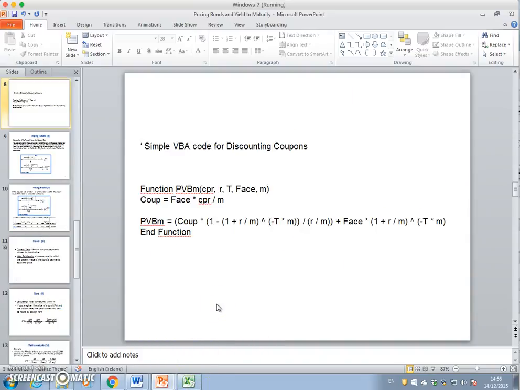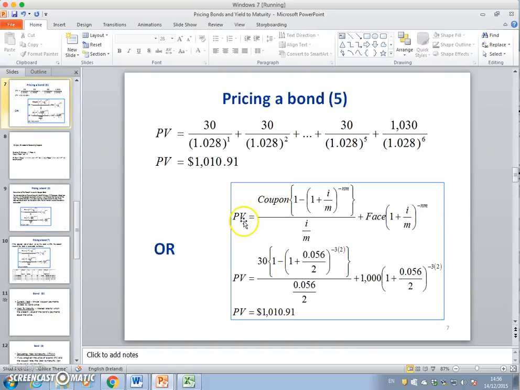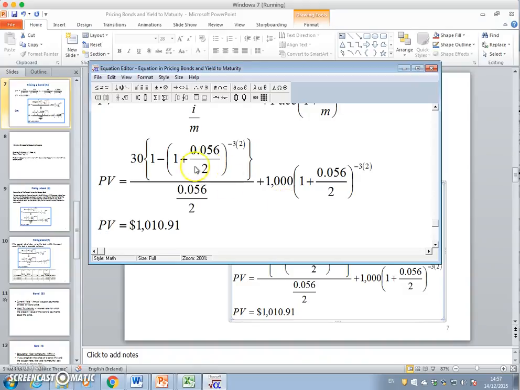Okay, so in terms of VBA, the function we've just looked at could be written in this format. In other words, the present value of a bond would be the coupon, and the present value of the annuity factor would remain the same, except the interest rate would be divided by the number of coupon payments made per annum, and likewise the interest rate would be divided by the number of coupon payments we make per annum.